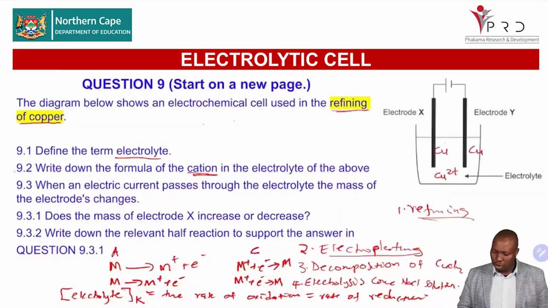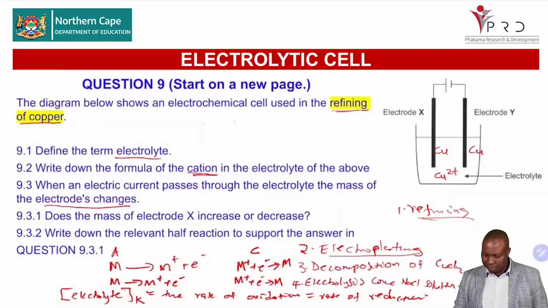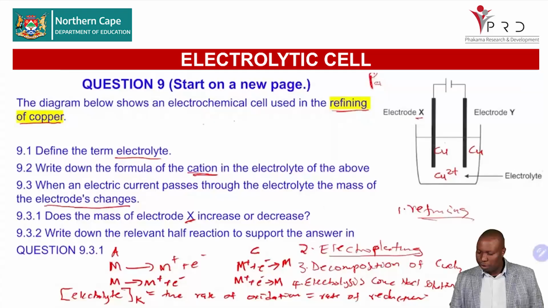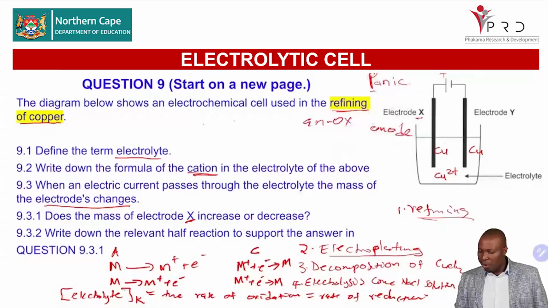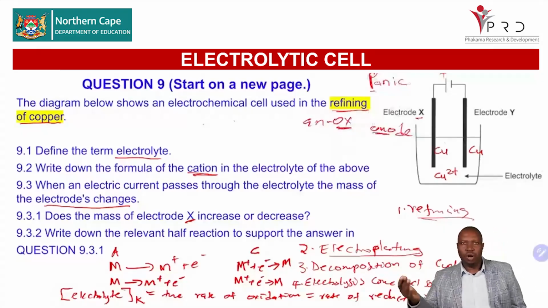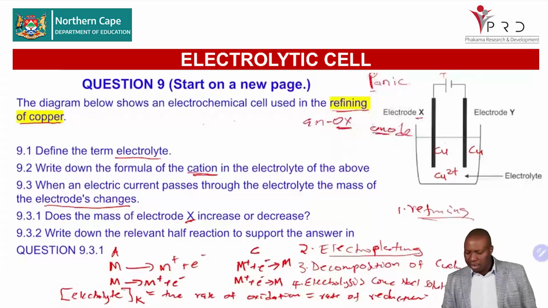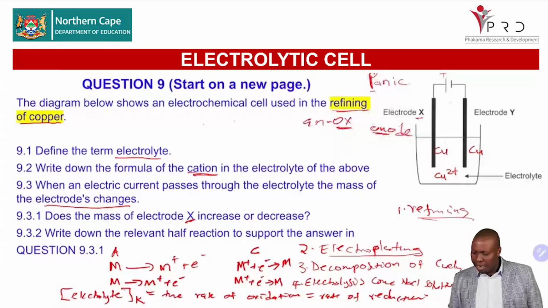So that is 9.2. When an electric current passes through the electrolyte, the mass of the electrodes changes. That's the mass of electrode X. Remember, positive, the bigger one, is the anode. Negative, the small one, is the cathode. Don't panic. So positive is the anode, and that's where X is. Where the anode is, there will be oxidation, which is loss of electrons. So the expectation here is that we're going to have loss of electrons.